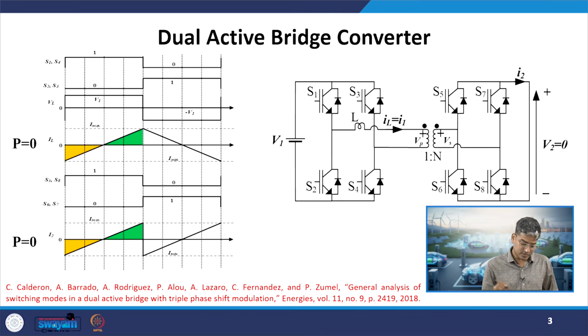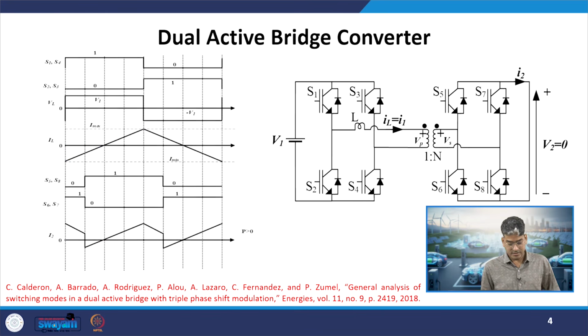So, when delta was 0, we observed that the power transfer was 0. Why? If we see the area of I2, it is equal and opposite. So, the amount of charge which is dumped in the first quarter cycle will be removed in the other quarter cycle. These are exactly equal and opposite, so they will cancel out each other and the net power transfer is 0.